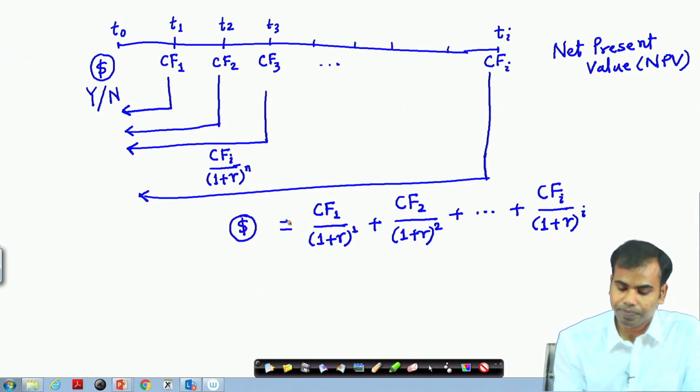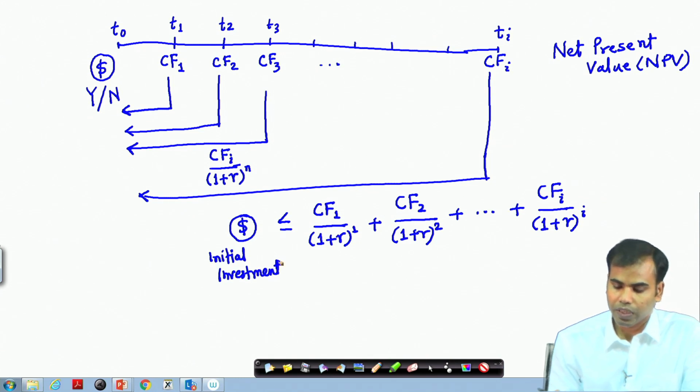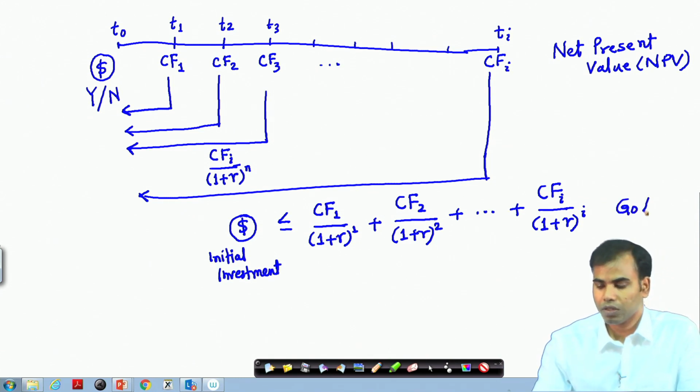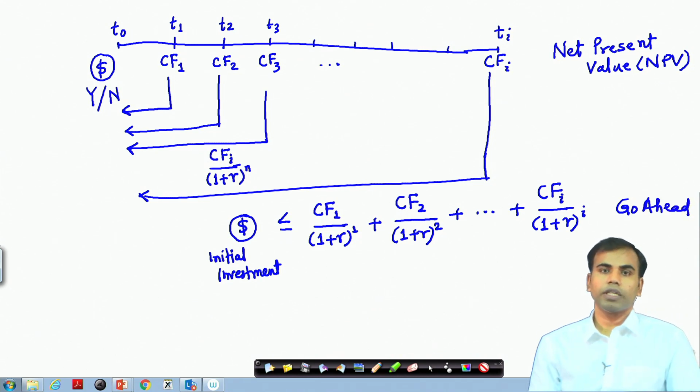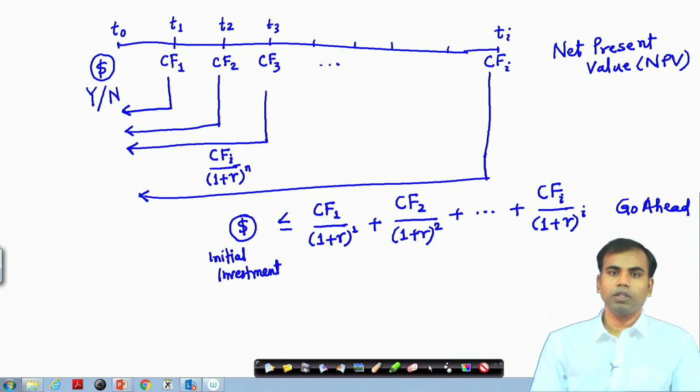If it is greater than or equal to this initial investment, then we will go ahead with the project. If it is not greater than or equal to, then we will not pursue that project. So, this is the basic approach of the cash flow based method of investment decisions.